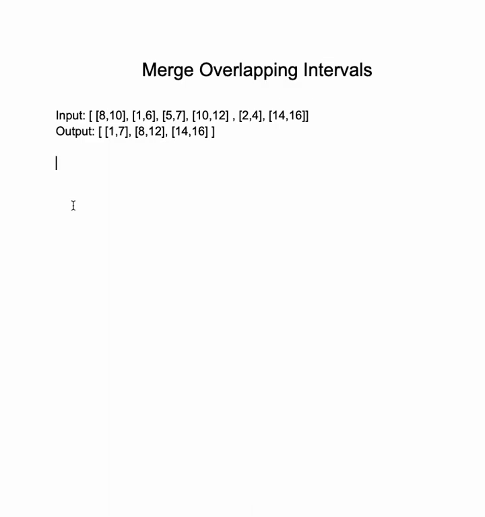Hi everyone, in this video, let's discuss the solution for merging overlapping intervals. I'll discuss briefly the input given. In the input, there are a bunch of intervals provided where the first value is the starting time of the interval and the last value is the ending time of the interval. So here 8 is the starting time and 10 is the ending time of the interval. Similarly 1 is the starting time and 6 is the ending time of the interval.